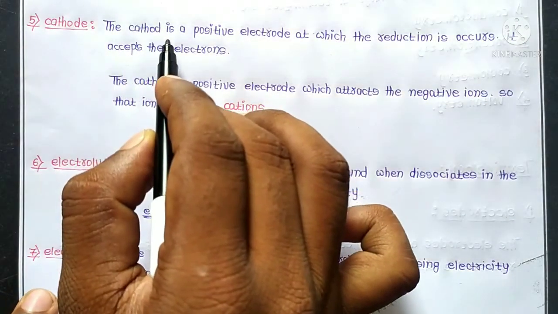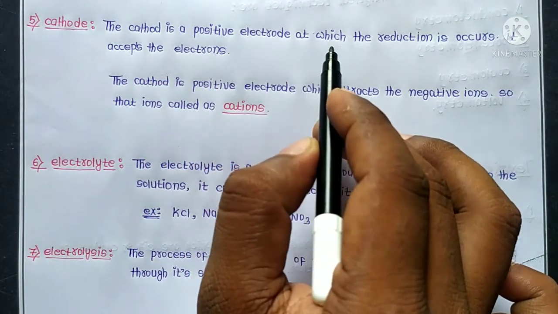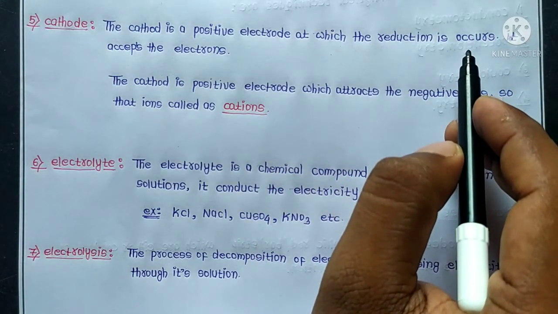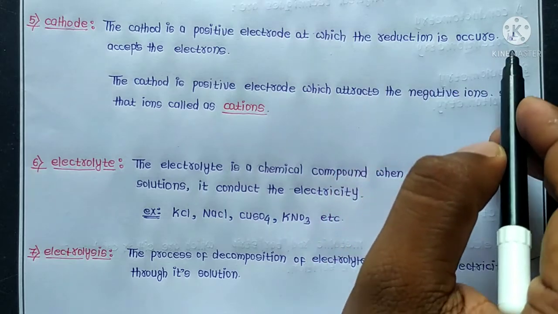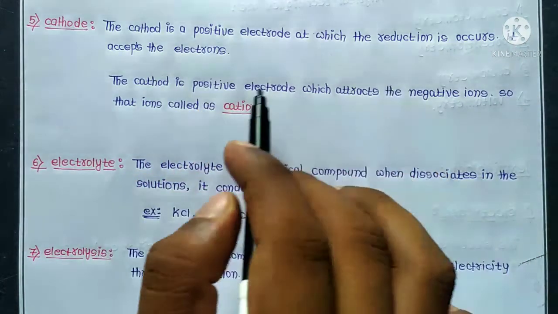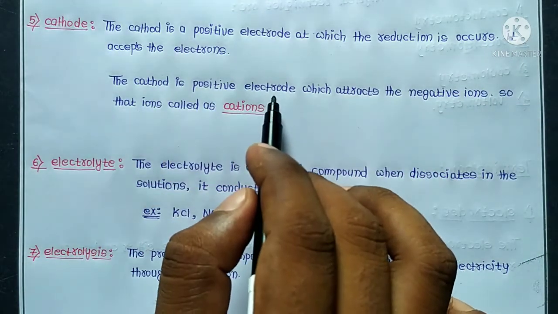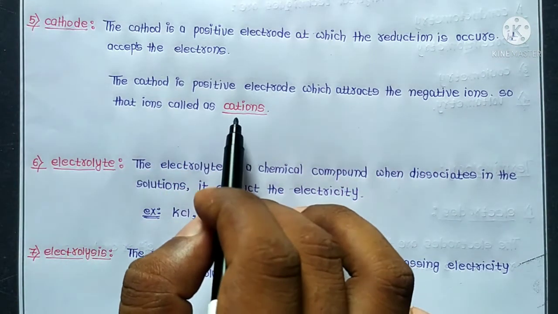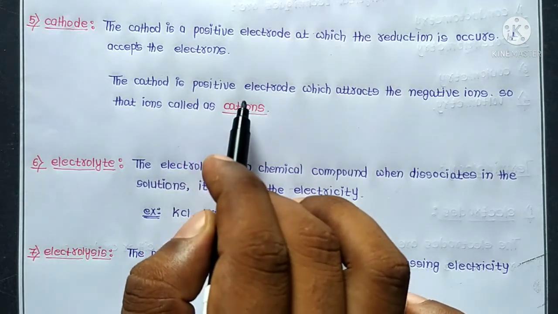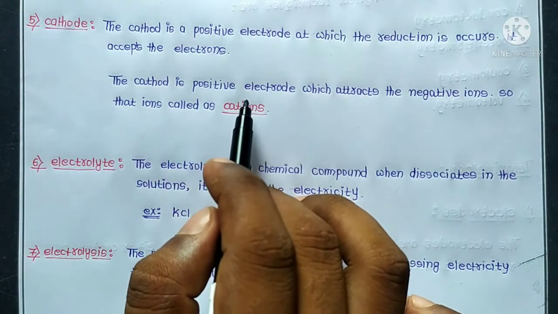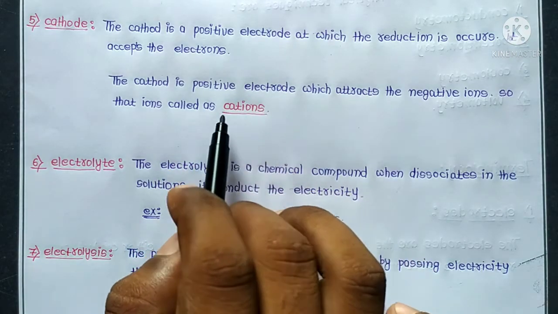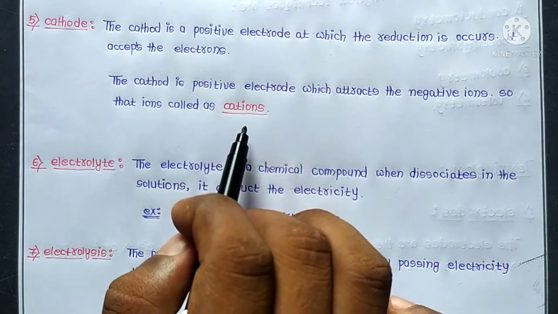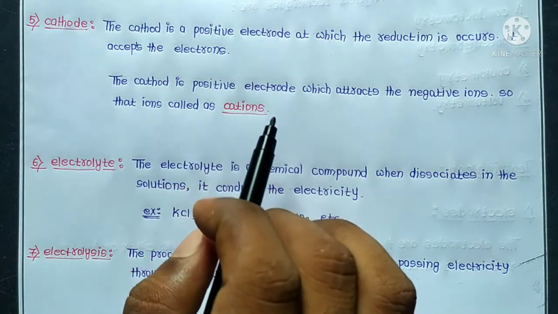Next is the cathode. The cathode is a positive electrode at which reduction occurs. Reduction means gain of electrons occurs, and it accepts the electrons. Now the cathode is a positive electrode which attracts the negative ion, and that ion we call a cation. So the anion is the positively charged ion and the cation is the negatively charged ion. The opposite of this anion and cation is the anode and cathode.